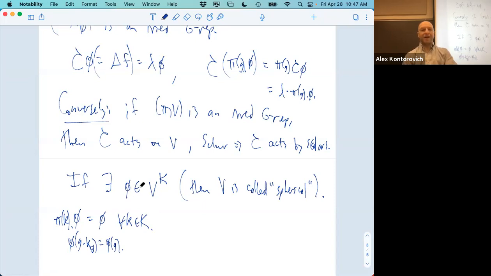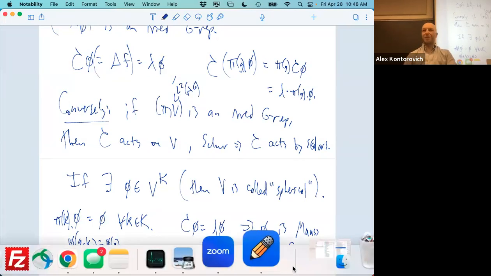So if you have a function phi in here, C acts by scalars. So C phi is some lambda multiplying phi. But C on the K invariant functions is the Laplacian. That implies that phi is an eigenfunction of the Laplacian. If this V is a sub vector space of L2 of G mod gamma, then phi is a Maass form for gamma. You see how this goes in both directions?